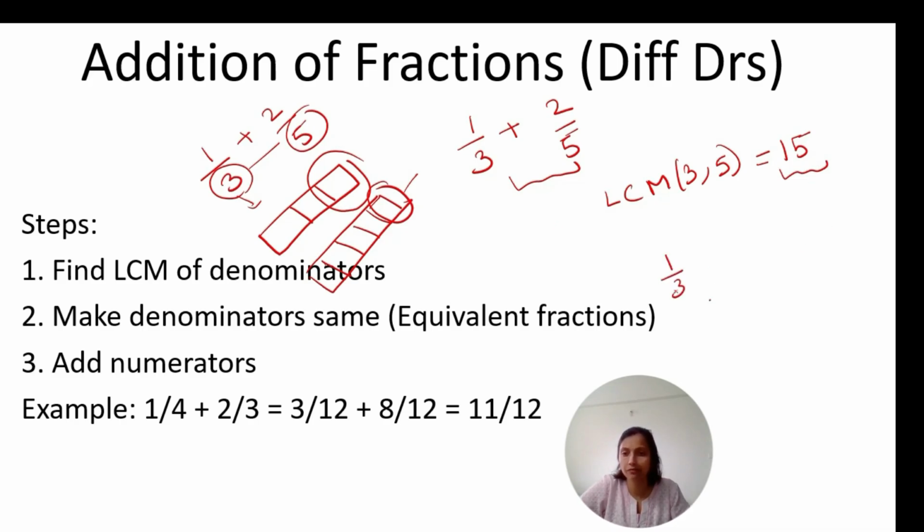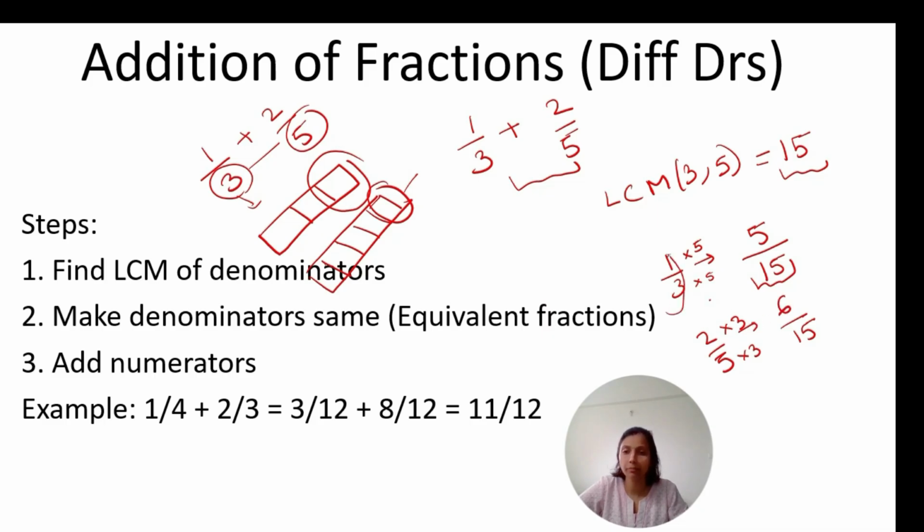So 1 by 3, I have to change to a fraction whose denominator is 15. For that, 3 has to be multiplied by 5 to get 15. So I need to multiply 1 also by 5, so that the value of the fraction does not change and we get an equivalent fraction. You can refer to the equivalent fraction video for more details. Similarly, 2 by 5 also I need to change to a fraction whose denominator is 15. So 5 needs to be multiplied by 3 to get 15. So we need to multiply 2 also by 3 so that the value of the fraction does not change.